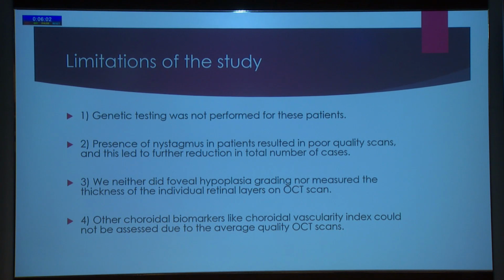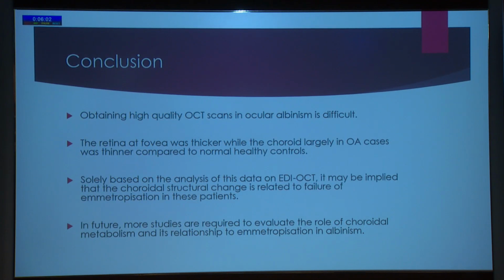We neither did foveal hypoplasia grading nor measured the retinal thickness in each individual layer on the OCT scan, and the other choroidal markers like the choroidal vascularity index could not be assessed due to the average quality of the OCT scans. So to conclude, getting a high quality OCT scan in albinism is very difficult.